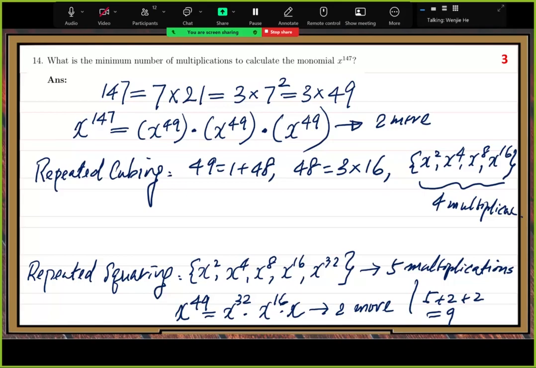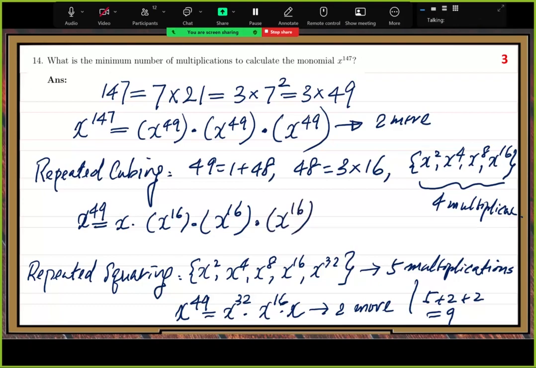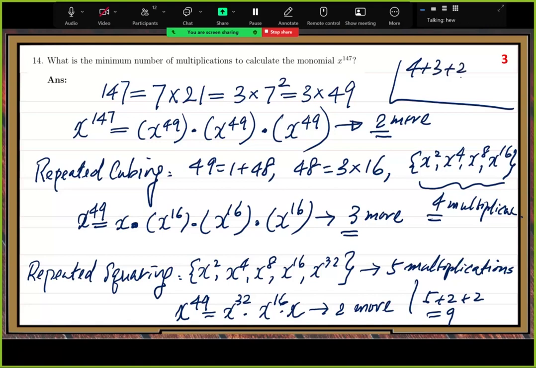Then we can write x to the 49 as x times x to the 16, x to the 16, x to the 16. So 3 more, that's 4 plus 3, 7, plus 2 more. So with this method, 4 plus 3 plus 2, also 9. So these two ways, repeated squaring and repeated cubing, you can get 9 multiplications.